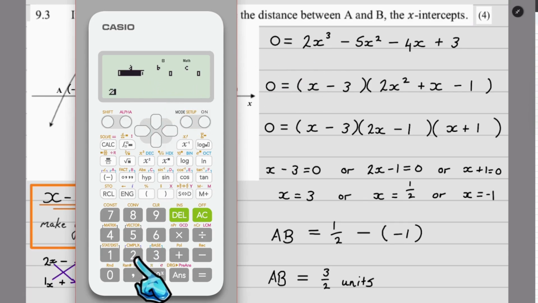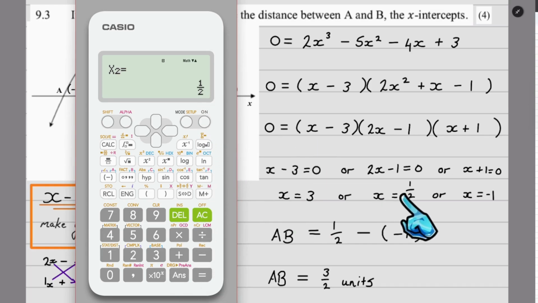You press 2 and then equals, and then minus 5 equals, and then minus 4 equals, plus 3 equals, or just 3, and I'll press equals again. Okay, there's my first answer for x, it's 3.